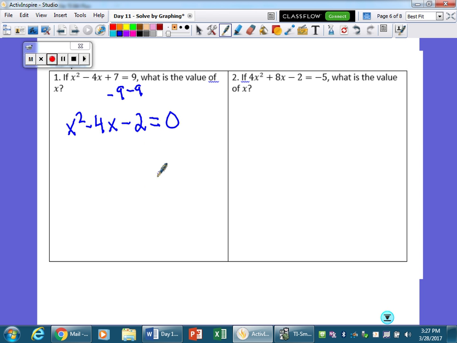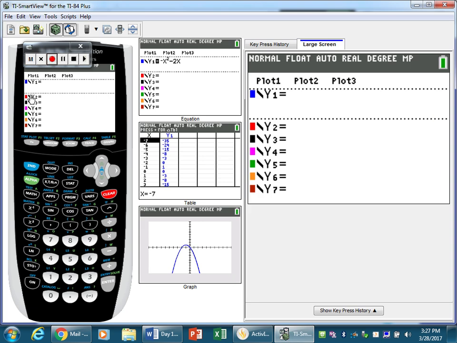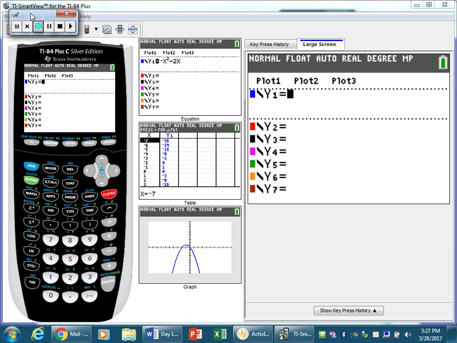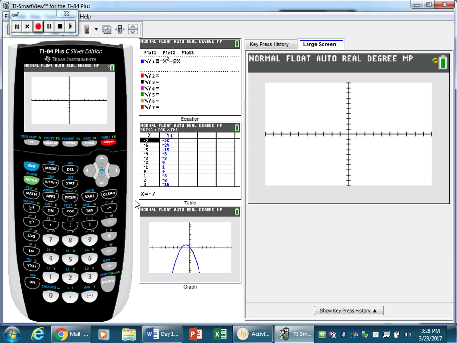Now our second step is all in the calculator, so you've got to watch me do the calculator carefully. Get a calculator in hand. Go to y equals. So it's right here. And I'm just going to type in my equation. It was x squared minus 4x minus 2. So that's my equation. And then what I'm going to do is hit graph. Wait for it. There it is.